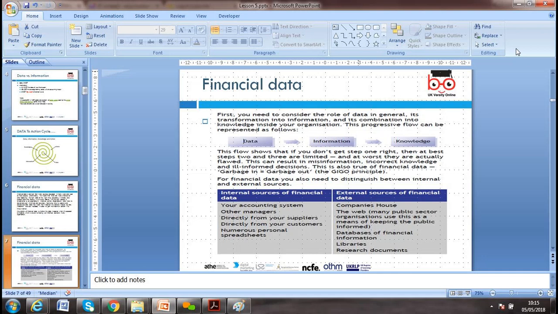Okay, so next we are looking at financial data. First we have data, then it becomes information, and then it becomes knowledge. Data can come from internal sources within our organization and external sources. So what is meant by internal source? Sir, within an organization, data that is held by the organization itself. Yes. So your accounting system and other systems, data directly from your suppliers and directly from the customers, and numerous personnel spreadsheets, all these are internal sources of data. We have records of our suppliers, our customers, and all these are internal sources of the data.